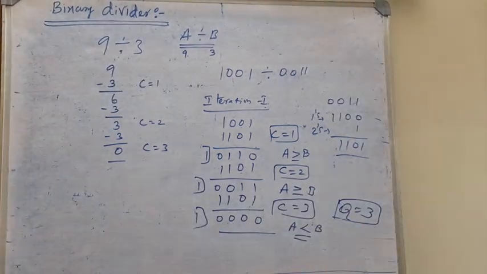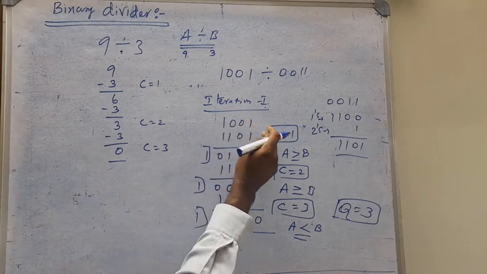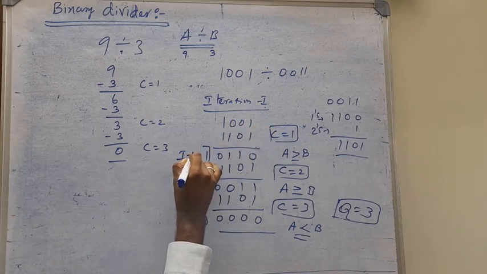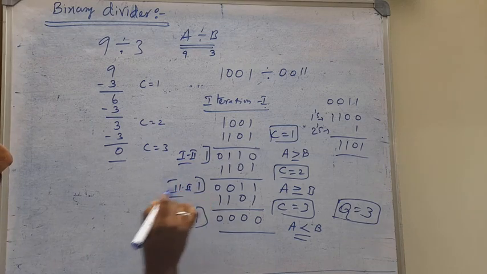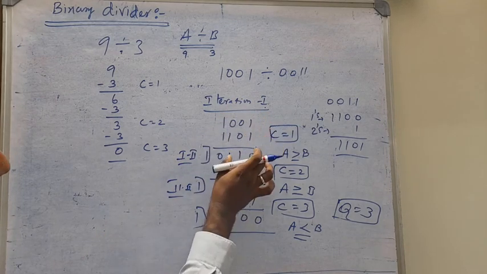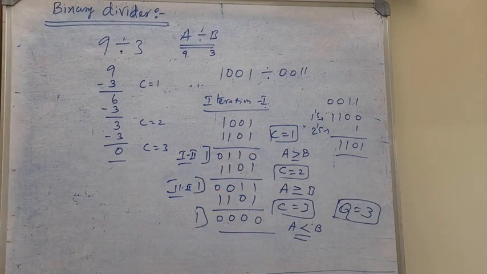Okay, so this is the basic operation. This is iteration 1. This is iteration 2. At this point, iteration 3. Okay, third iteration. So first iteration, this is the output. Second iteration, then third iteration. Okay, so this is the actual manual concept that we are going to use for the binary divider.